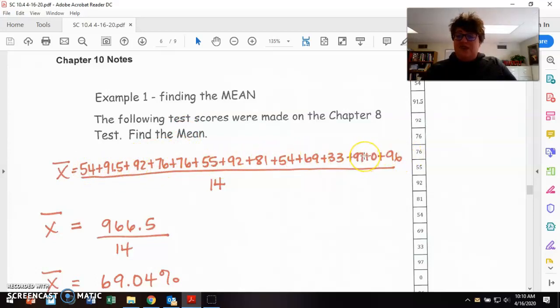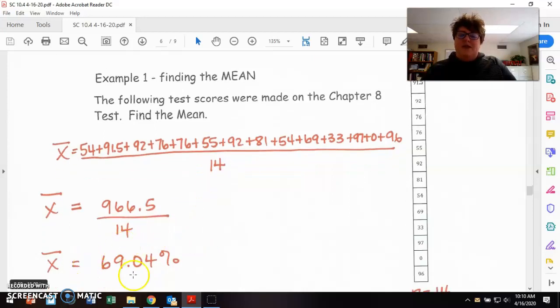Include the 0, and make sure the 0 is included in the number of scores that you have because it's averaged in there. It's considered an outlier, but it is averaged in there. If you take out the 0, your mean is going to be a little bit higher, but not much. So add them all up and then divide by 14.